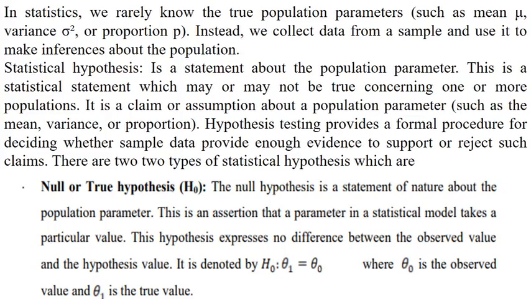reject such claims. And there are two types of statistical hypothesis: we have the null hypothesis or the alternative hypothesis. So let's first discuss the null hypothesis. The null hypothesis is a statement of nature about the population parameter.